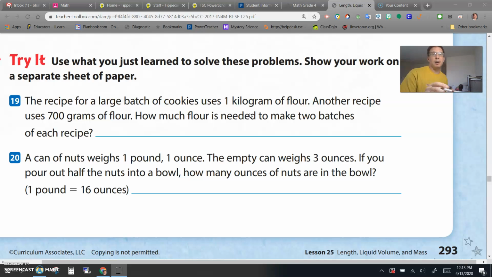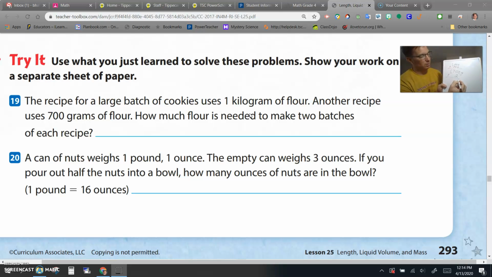So a large batch uses 1,000 grams of flour. Another uses 700 grams. So how much is needed? You would take your 1,000, because you converted the 1 kilogram to 1,000 grams. Then you would add 700. And 1,000 plus 700 is 1,700 grams of flour. But we need to make 2 batches, so 1 batch is 1,700. Then we need to multiply 1,700 by 2.